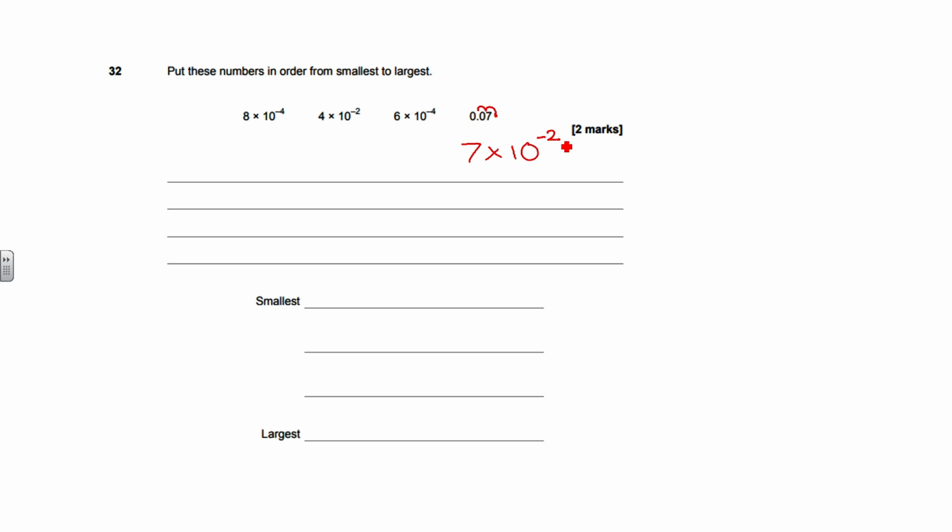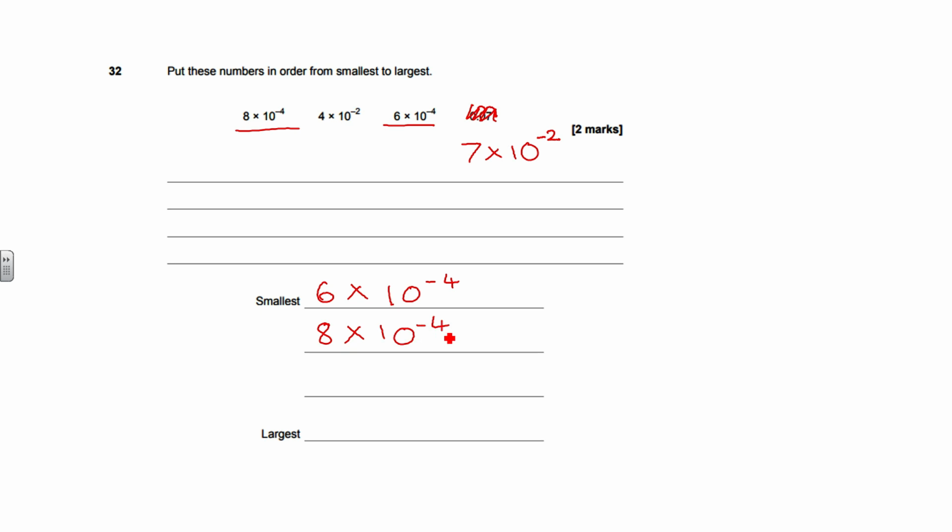Now once I've got numbers in standard form, I can see the smallest to the largest by just looking at the powers of 10. So I can see that I've got 2 numbers that are tied on 10 to the minus 4. So 10 to the minus 4 will mean that these two are smaller than the ones which are 10 to the minus 2. So which one's smaller? Well, the 6 is smaller than the 8. So the smallest number is the 6 times 10 to the minus 4. And the next smallest will be the 8 times 10 to the minus 4.